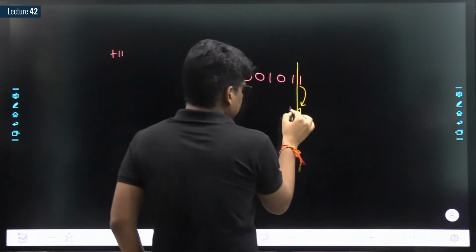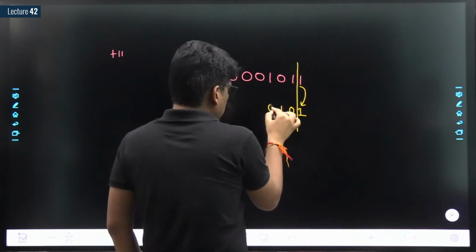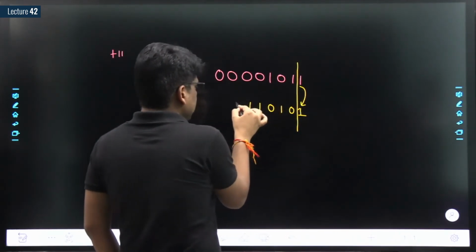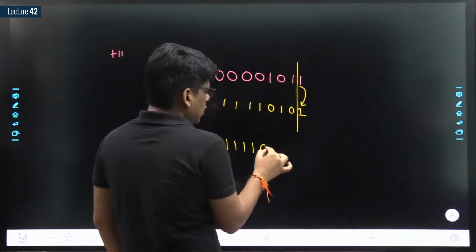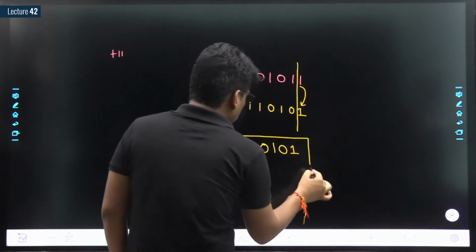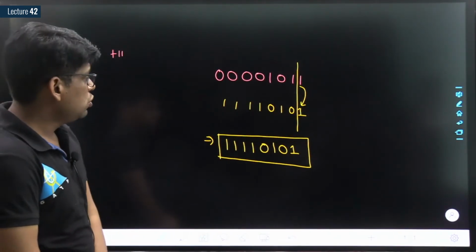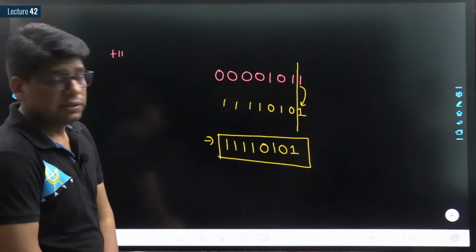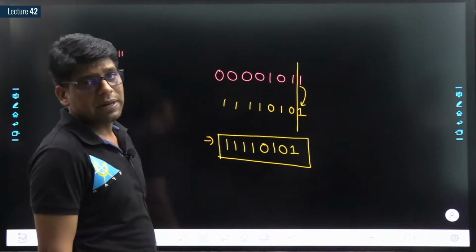That means if it is a 1, make it 0. If it is a 0, make it 1. If it is 1, make it 0. All zeros, make all of them as 1. That means what is the 1's complement? 1, 1, 1, 1, 0, 1, 0, 1. So that's how you can easily find out the 2's complement of a number. Sir, this is 2's complement of plus 11.